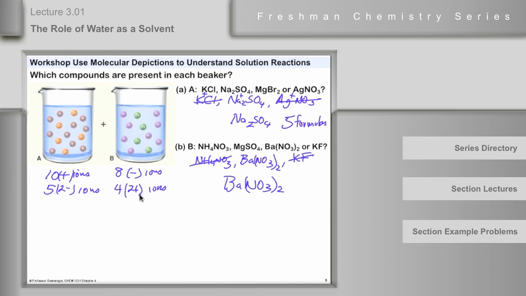I'm looking at the charges on the ions, and I'm assuming that you too know the charges on the ions because we assigned you to learn that in Chapter 2. Okay? If you don't know the charges on the ions, now might be a good time to go back and refresh your memory. Okay? So, how many formulas of barium nitrate are present in that beaker B? 4 formulas.